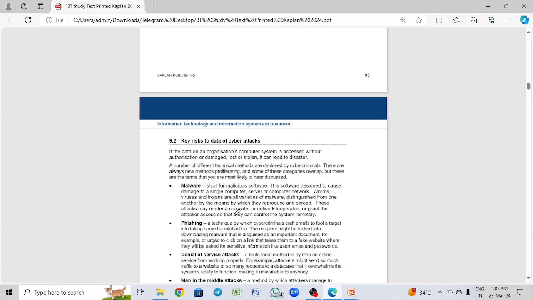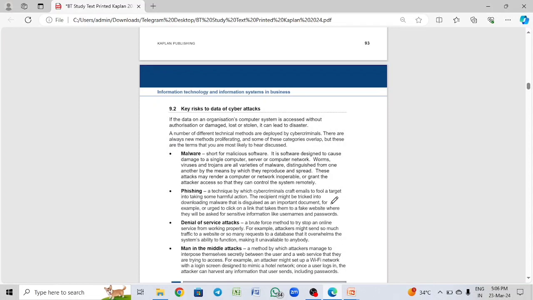Denial of service attack. What is a denial of service attack? Sometimes we go to a website and we get a 404 or service denied message. Those are denial of service attacks. The cyber criminals deny you the service so that the system or website gets corrupted. And the man in the middle.